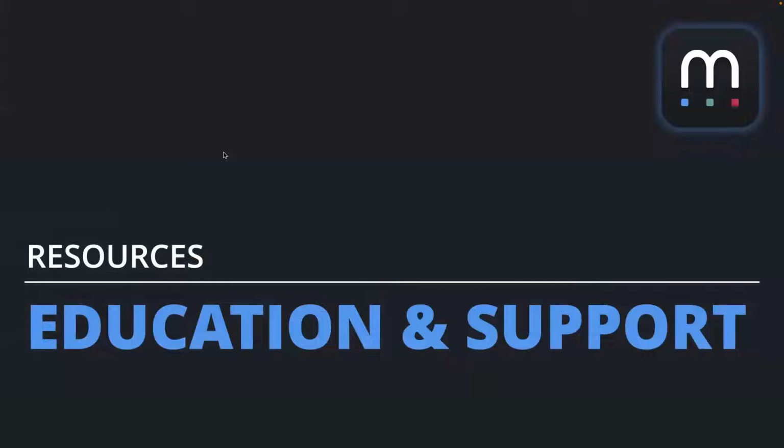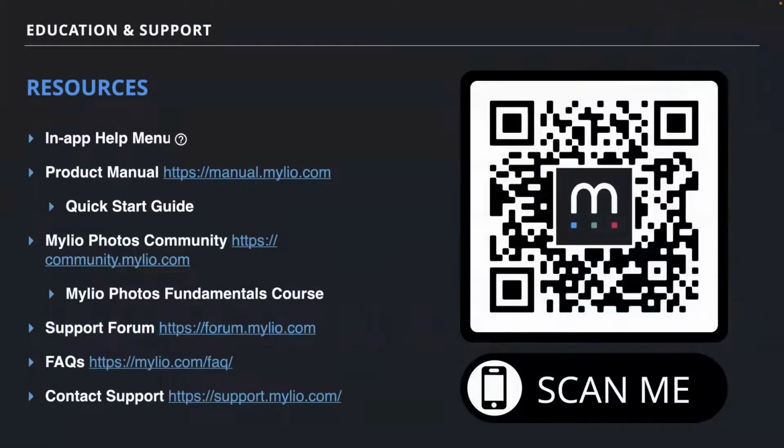All right, so we're going to end with some final resources for education and support and to help you get further on with Mylio Photos. We talked about the in-app help menu. That's a great place to go. There's also a direct link here for the product manual. Inside the product manual, we have a quick start guide, which goes over a lot of what we talked about today in a little bit more depth. So if I went a little too fast through things, please feel free to go to that quick start guide. It's broken up into chapters so you can watch the sections that mean the most to you where you need some help.